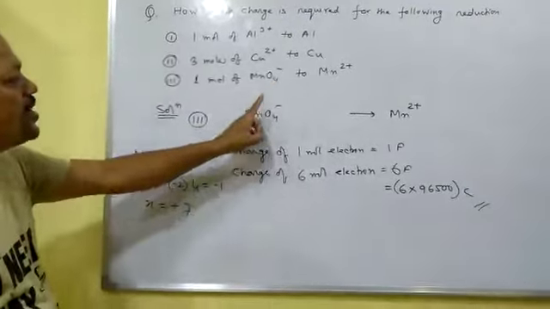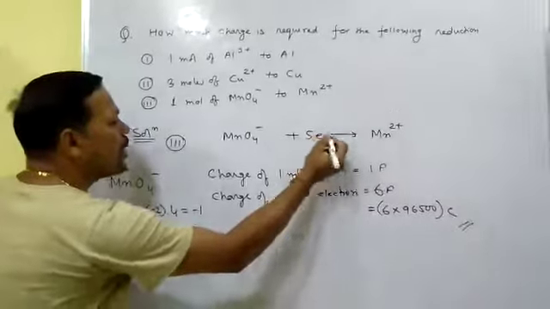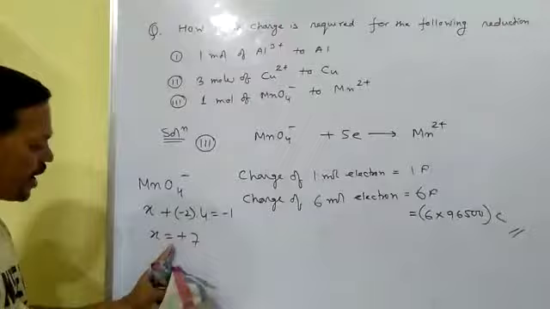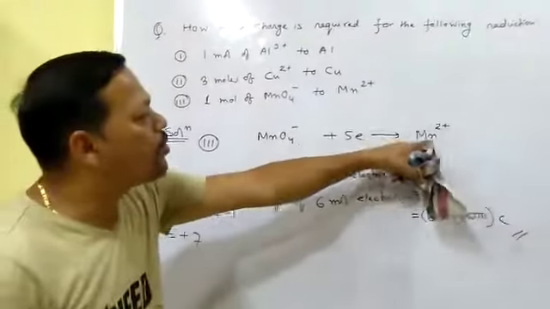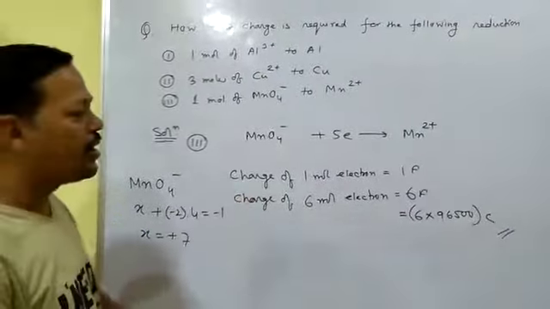Plus 7 is converted to plus 2. That's why how many moles of electrons are required? It requires 5 moles of electrons. Here the oxidation number of manganese is plus 7 as I have determined, and here the oxidation number of manganese is plus 2. I mean plus 7 is converted to plus 2. That's why 5 moles of electrons are required.